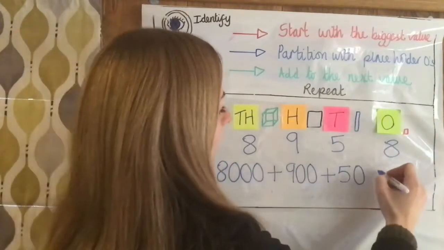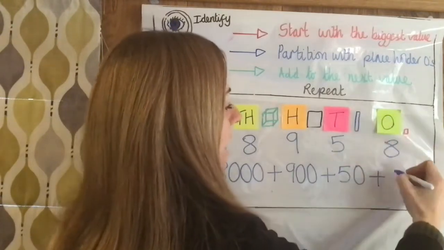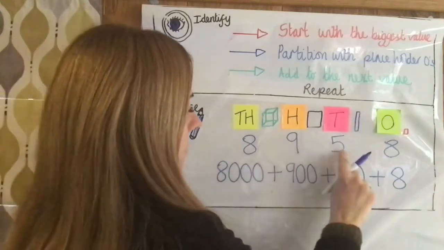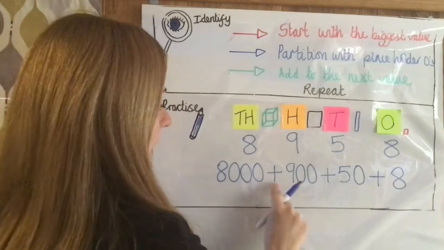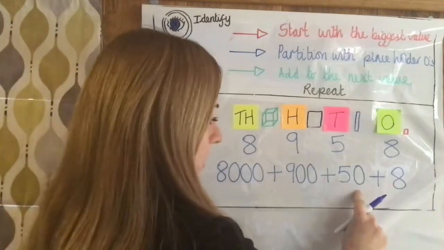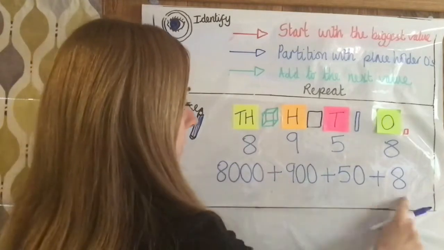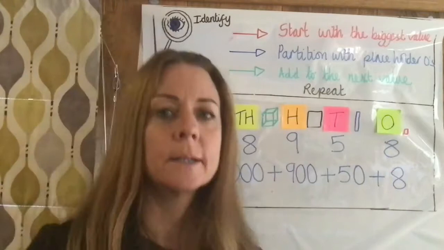And finally, our smallest value in our number is our ones column, and there are 8 in there. So the number 8,958 partitioned is 8,000, add 900, add 50, add 8. And we show that using our placeholder zeros, the value of the whole number added together.